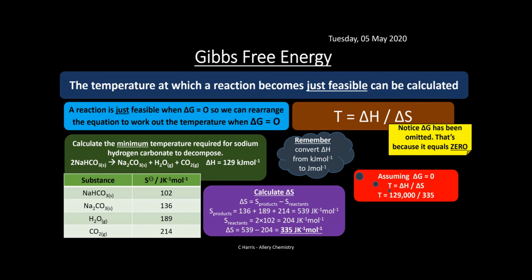So we do delta H, which is 129,000. The reason why it's 129,000 is because we need to convert, remember, kilojoules into joules. So we multiply by 1,000. Divide it by 335. And that gives us a minimum temperature at which this will go of 385 Kelvin. Anything above that will definitely be feasible. Anything below that, and it won't work. So this is really useful because as a chemist, we can now say, right, we need at least 385 Kelvin. So we know that the minimum temperature for this reaction to go must be 385. We could do it at 400 if you want, or 450, but that could be a complete waste of energy. Why heat something up more than it has to be?